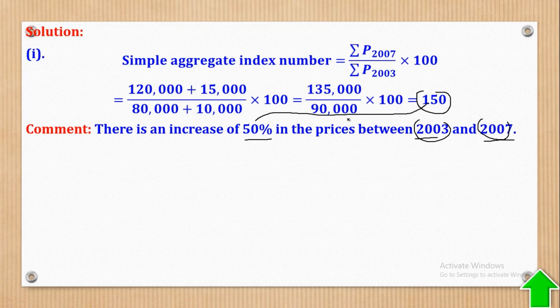If it was a decrease, it means that this would be smaller. For example, if this was 50, you would say 50 minus 100, which gives you negative 50. That means there is a decrease.